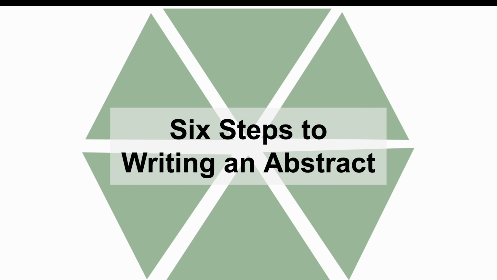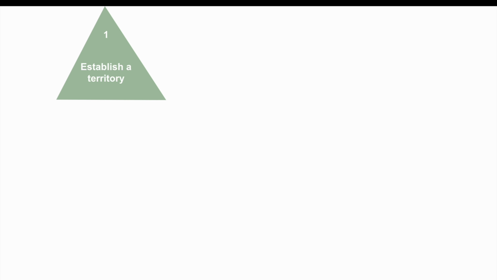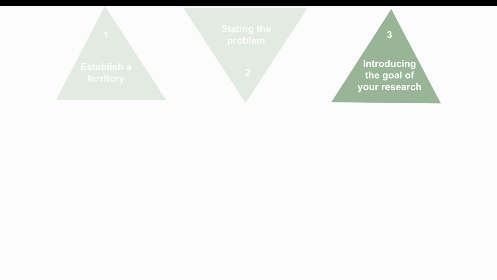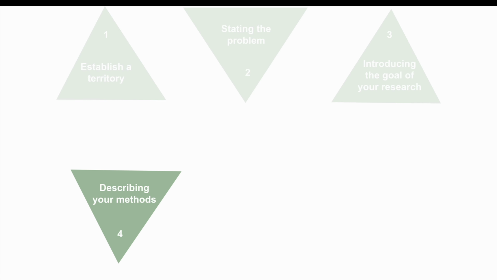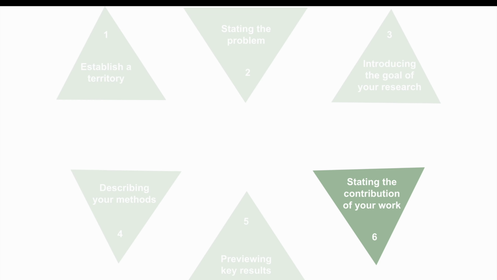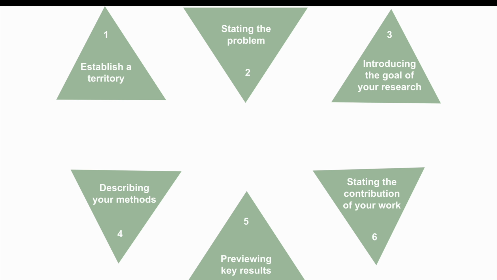Abstracts frequently follow a 6-step pattern to provide readers with key information. This pattern includes Step 1: establish a territory by describing the topic and importance; then stating the problem you study, introducing the goal of your research, describing your methods, previewing key results, and stating the contribution your work makes to your field, policy, and/or practice. Let's break down each of these abstract elements one by one.